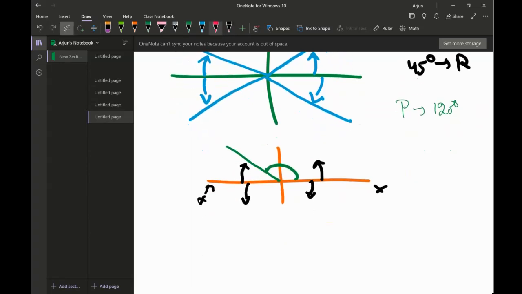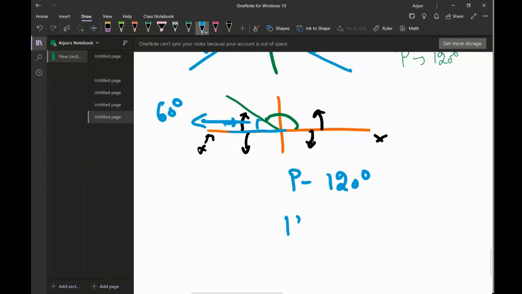So now we are in the second quadrant, so we will start from this side. The principal angle was 120 degrees. So with respect to this line, this angle will be 60 degrees. How did we calculate that? Because 180 degrees minus 120 degrees gives me 60 degrees.